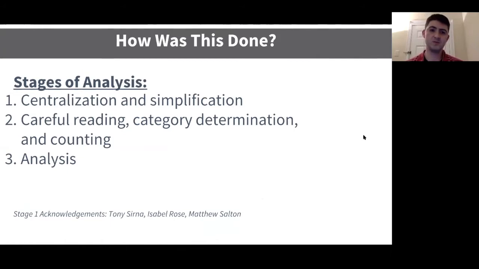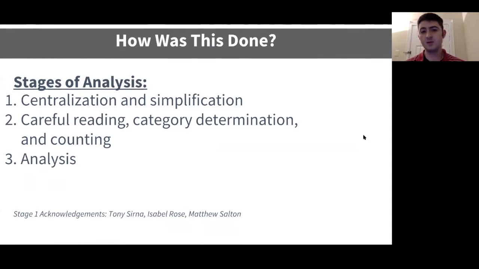As with the previous times that I've done the reading of the June notes, there are 3 stages of analysis. The first stage is centralization and simplification. What I do here is I have Tony Cerna take all the meeting notes, which you submit very promptly on lobby day, and he dumps them into a spreadsheet for me. And then I have the interns that I happen to have working with me over the summer. In this case, it happened to be Isabel Rose and Matthew Salton. So a little acknowledgement to them there at the bottom.